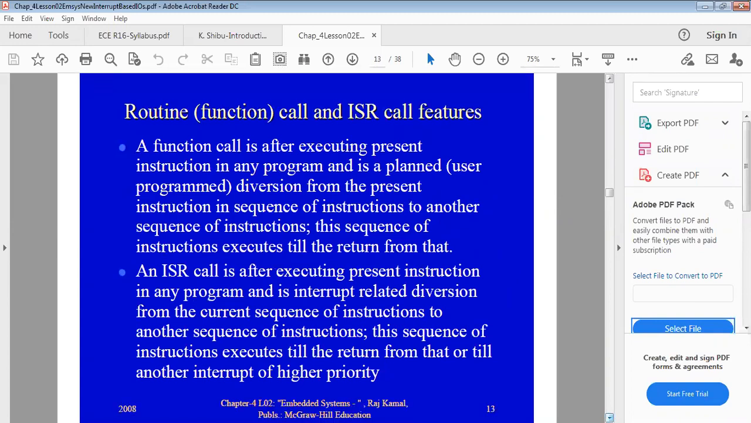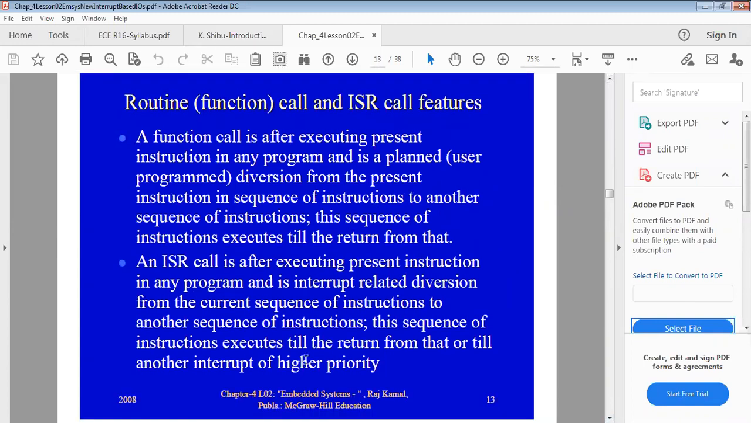Okay, these are the features of the routine call and ISR call function. The function call, after executing the present instruction in any program, is a planned diversion from the present instruction in the sequence of instructions to another sequence of instructions, just like a main program to a subprogram. The sequence of instructions is executed till the return from that.